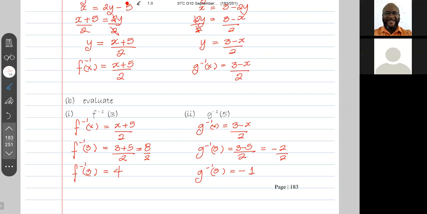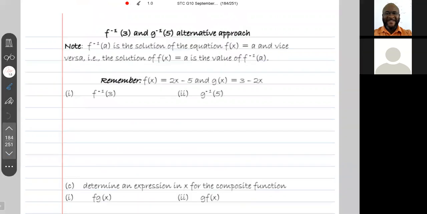All right. So we just found g inverse of 5, given that we knew g inverse of x. Next, I'm going to show you how to find g inverse of 5 without first finding g inverse of x. All right, so this says g inverse of 3 and f inverse of 3 and g inverse of 5, an alternative approach.